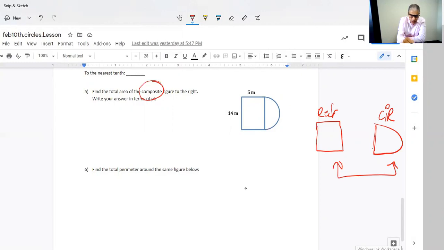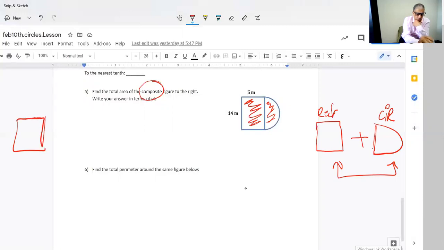They want to know what's the area inside, okay? What's the space inside? So the way we do area of a composite shape is we do the area of each part and add them together to get the total area. So the first one, think of it as a rectangle whose length and width are 14 and 5. And the other one, it's not a full circle, but it's half a circle, okay?